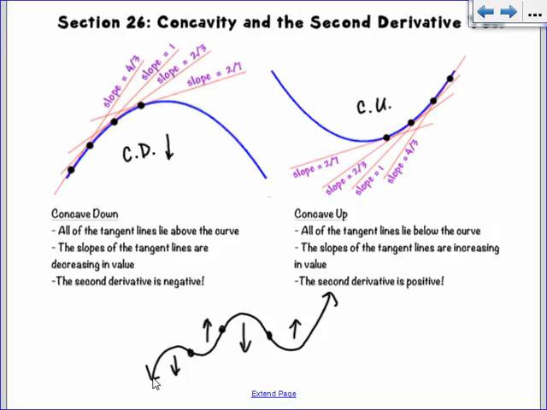Okay, so concave up is going to be where all of the tangent lines are below the curve, right? And as you move from the left to the right, the tangent lines are getting steeper. So the slopes of the tangent lines are increasing, so the second derivative is positive. Does that make sense when you talk about concavity?